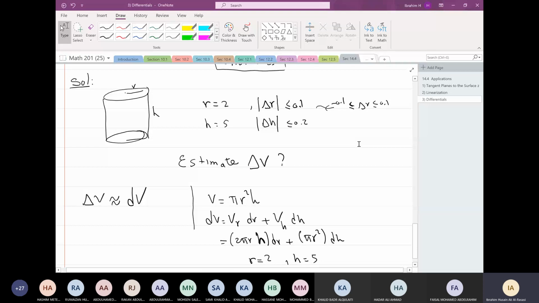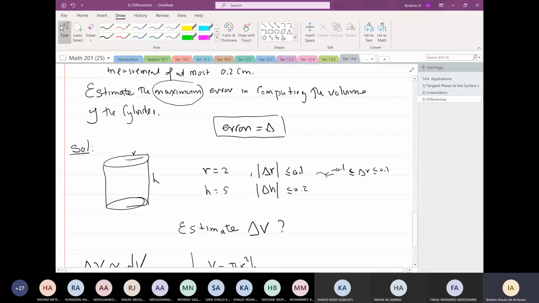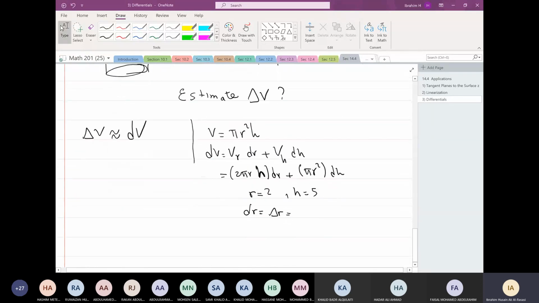The question asks about the word maximum error. I need the maximum error. Then I choose the maximum value of delta r, the maximum error in r. Because the question asked about the maximum, I choose the maximum value of delta r. So delta r is 0.1. The same thing for delta h: dh is delta h, and the maximum is 0.2. Again, maximum.